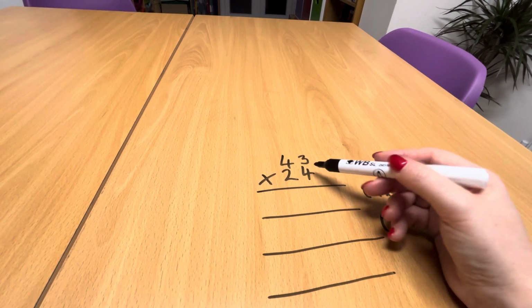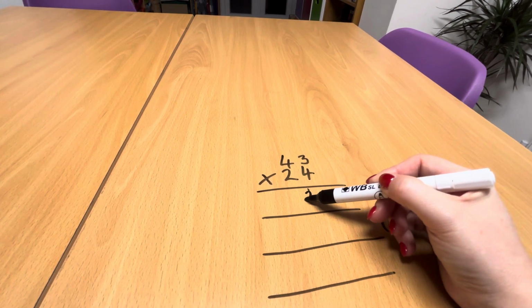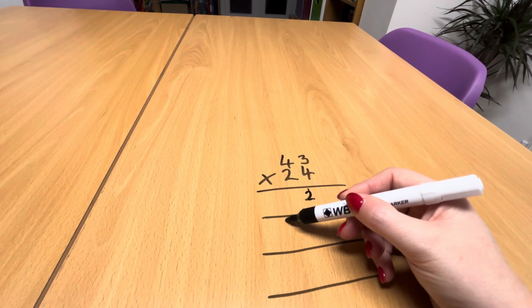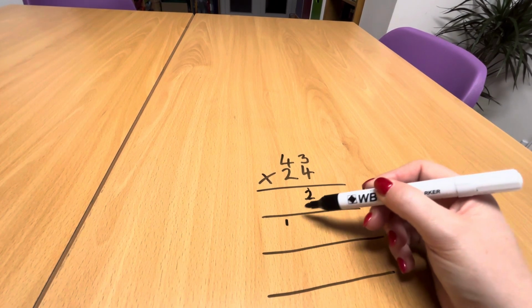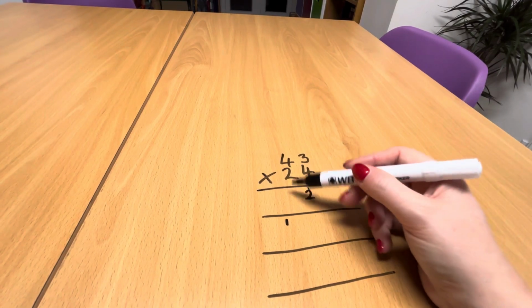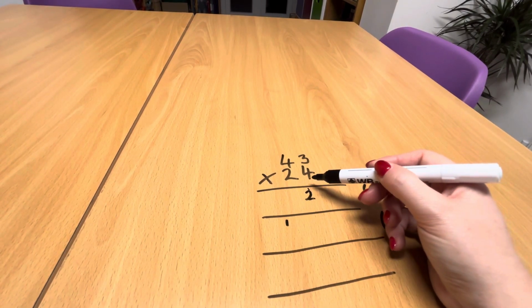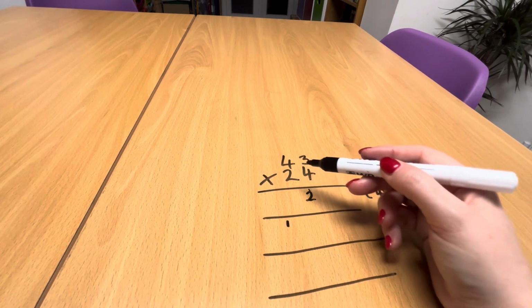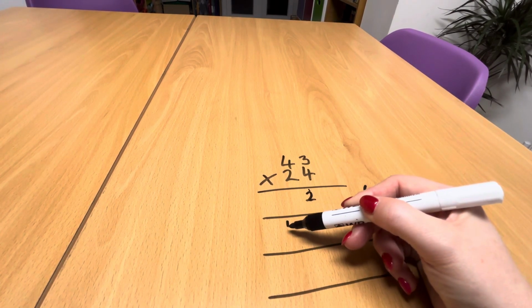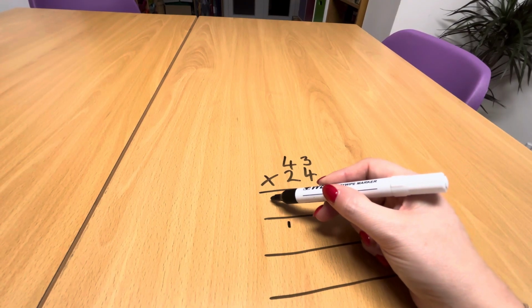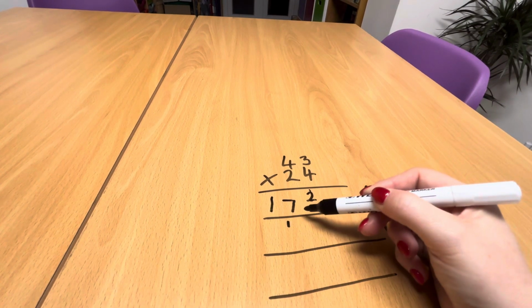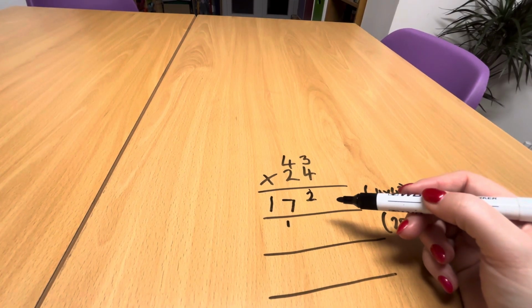So 4 times 3 is 12. So I'm going to put a 2 underneath the ones and I'm going to exchange the 10 just down here to exchange into the tens column. Next step, we're doing 4 times the 4. Okay, so 4 lots of 4 is 16. Add the one that I exchanged is 17. So I'm going to put the 1 in the hundreds. That goes in the tens. So I've got 172. Okay.